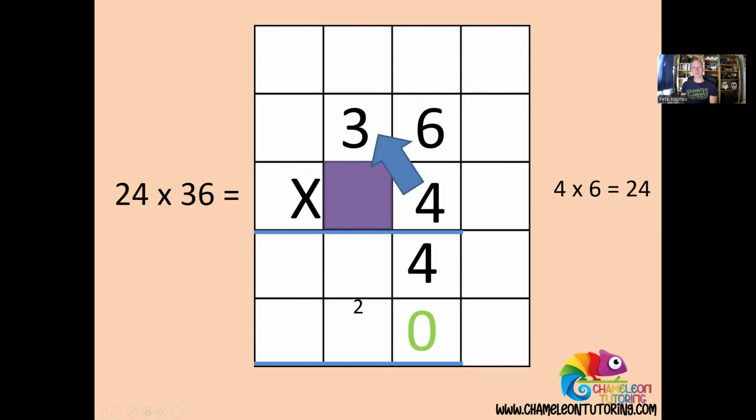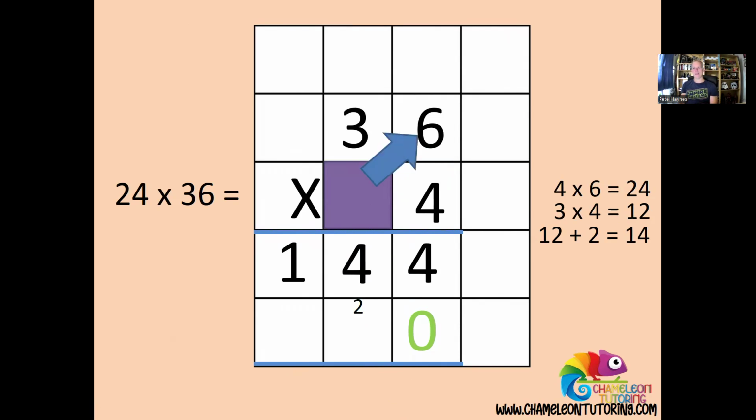Then we're going to do 3 multiplied by 4. 3 multiplied by 4 is 12. And we've got to add on the little 2 that we carried across. So 12 add 2 is 14. And because this is the last number we're putting in, we can just write in 14. So we've got 4 times 36 is 144.